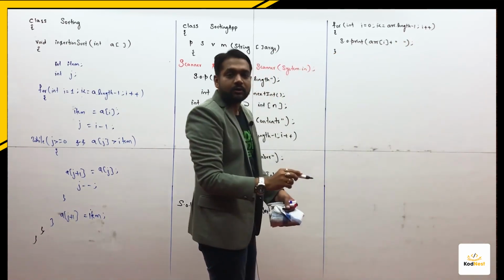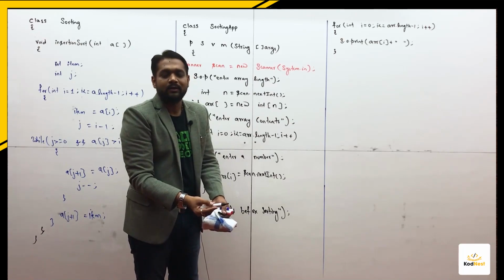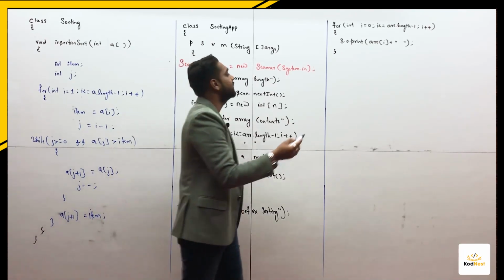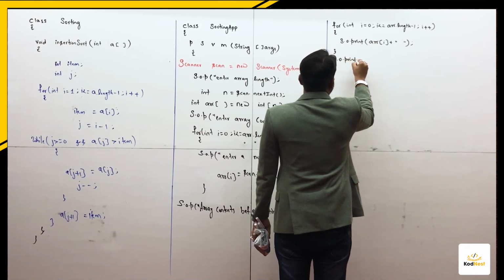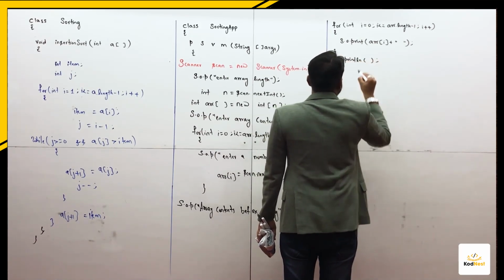Now I have to sort. After that I have to print the sorted one. It should come in the next line. So what I would do, here I will tell System.out.println. That is what I would tell.